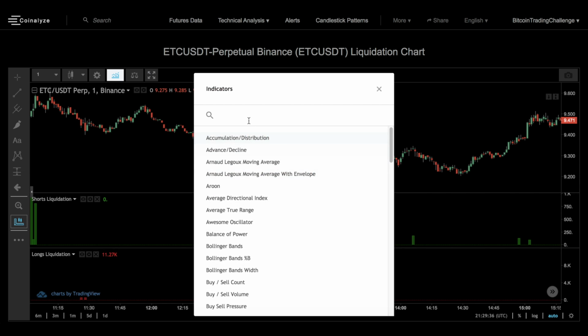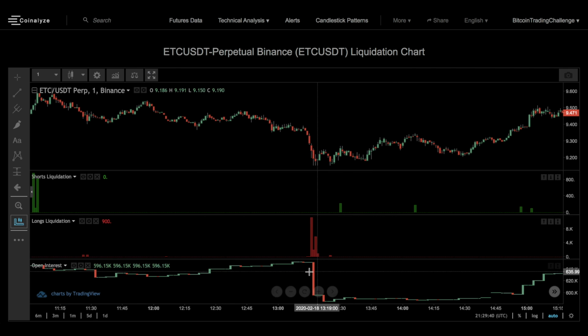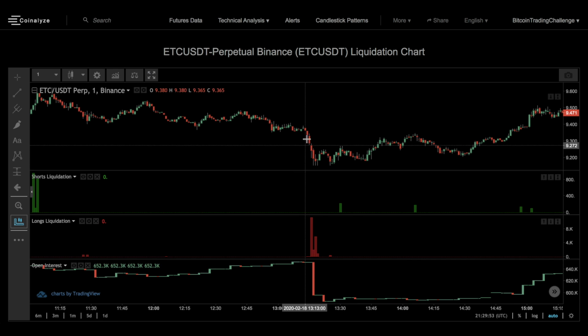How do we quantify a lot? Well, we look at open interest. I want to know how many positions. Oh, geez. In a few minutes, a 10% drop in open interest? You're telling me that means that 10% of all positions on ETC are closed, are gone.